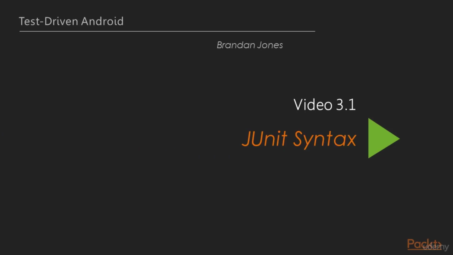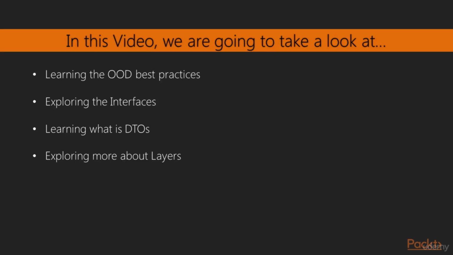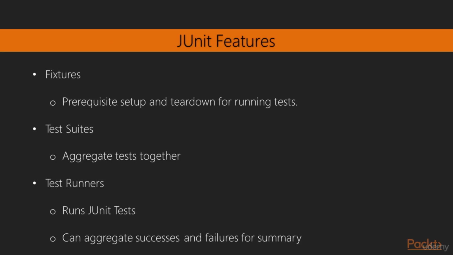So first of all, let's talk about JUnit syntax and classes. In JUnit, we have things called fixtures, test suites, test runners, and test classes. A fixture has any prerequisite setup and teardown for running tests.